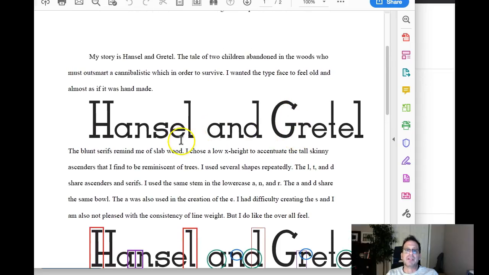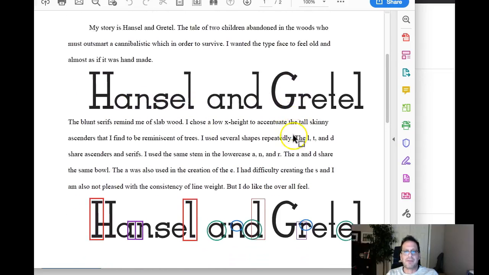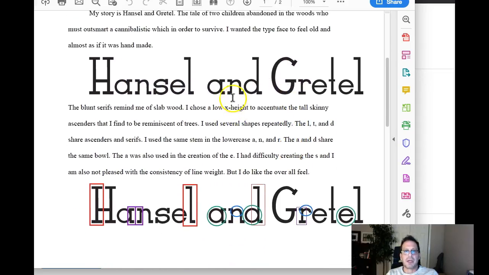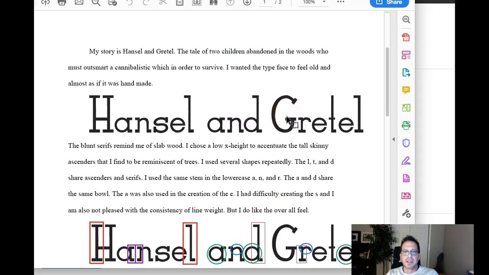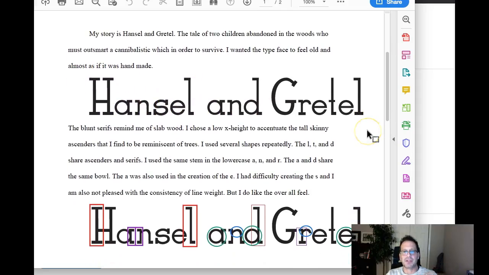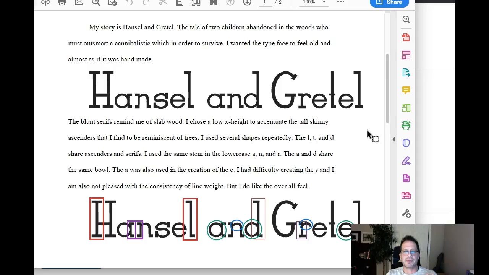I really am enjoying the high ascenders and the low x-height. I think that's creating a fabulous visual variety, based on the same letter form. The cap line is so high and the x-height is so minimal that I think it just creates a really, really neat visual juxtaposition.